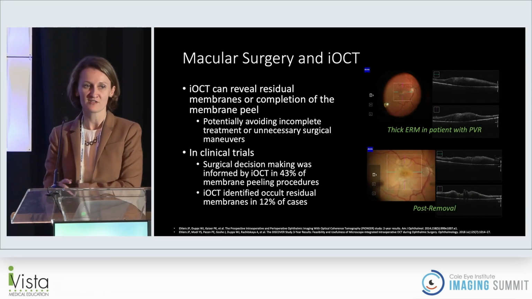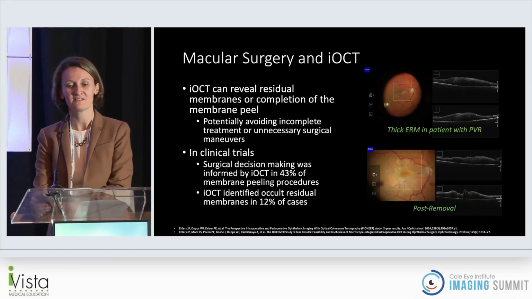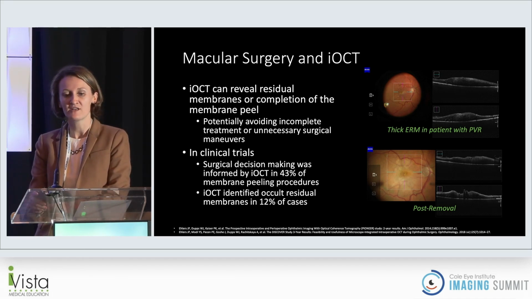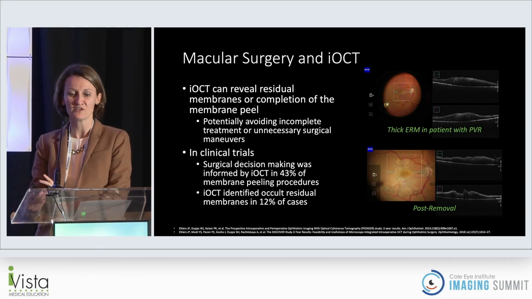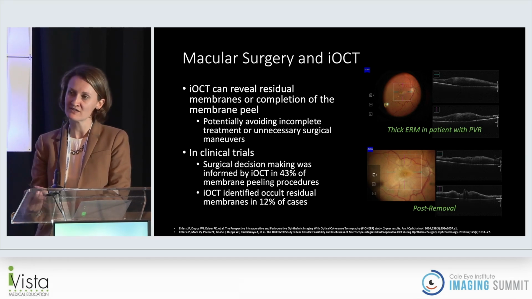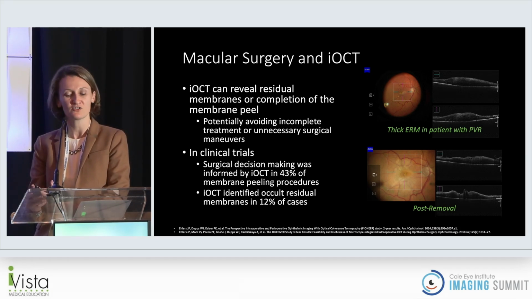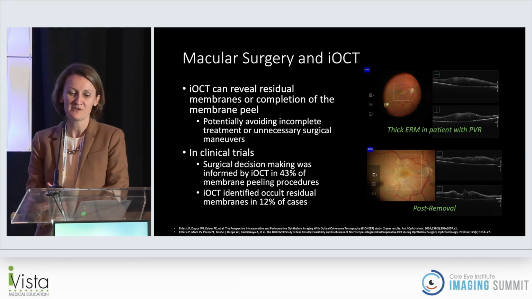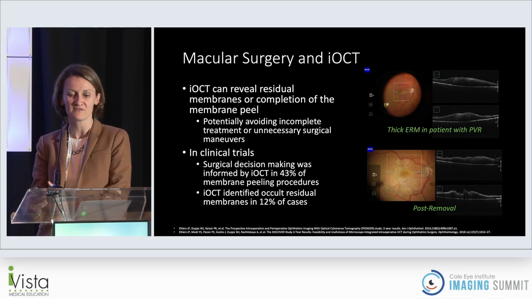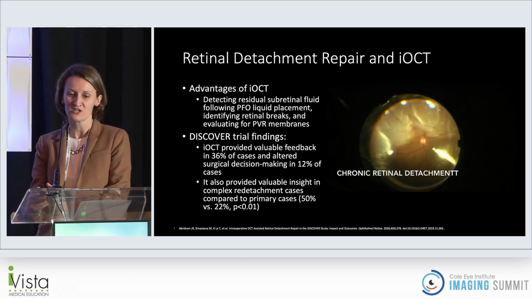So I'm just going to offer some examples of different types of cases it can be helpful for. Macular surgery I personally find to be the most helpful, and it can really help reveal if there are any membranes left behind after you think you've done your peel, as well as to see if there might be a defect there that you can't quite tell. Maybe you're more likely to use gas in those cases. In the studies, it was shown to be pretty beneficial, with 43% of cases in which surgeons' decision-making was changed.